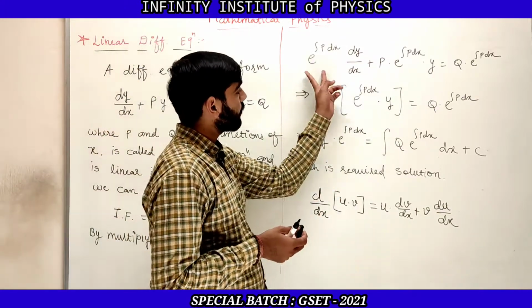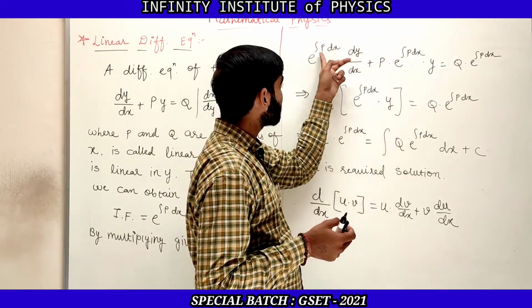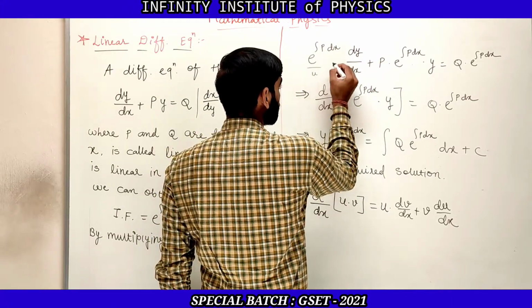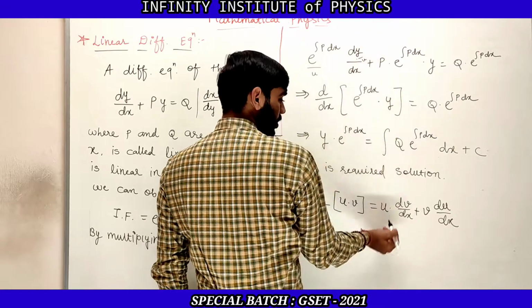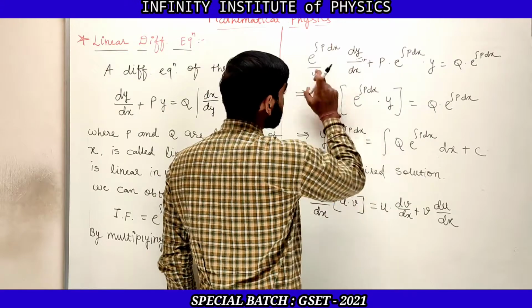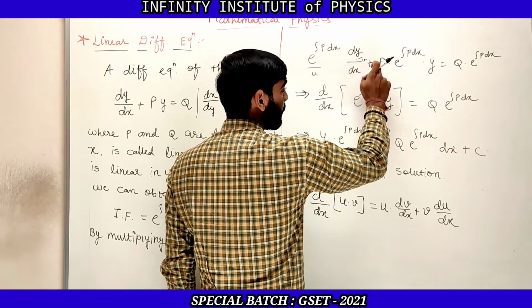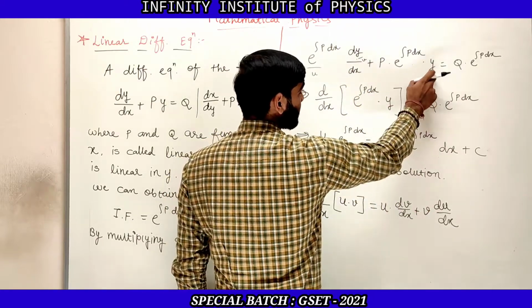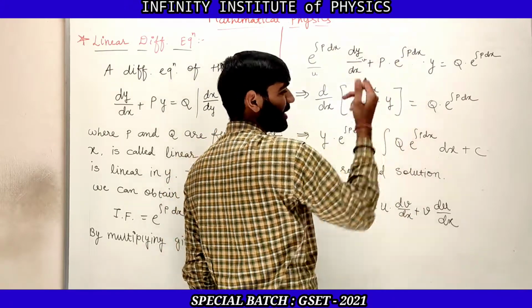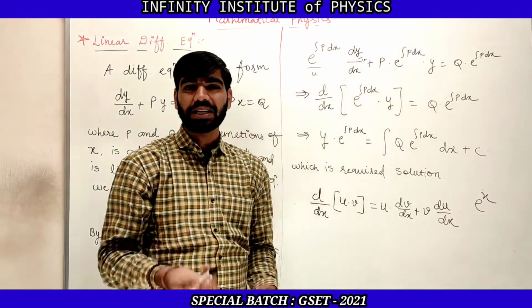The same type of product rule can be seen here. One is y, another one is e raised to the integral of P dx. Let us say e^(∫P dx) is u and y is v. Comparing these two, it will be d/dx of (u·v): u as it is, that is e^(∫P dx), into dv/dx, that is dy/dx, plus v as it is, that is y, into the differentiation of e^(∫P dx). And we know that if we have e raised to x, then the differentiation of e raised to x will be e raised to x.